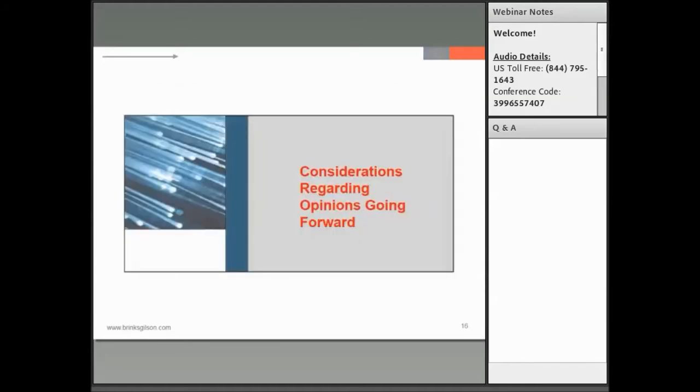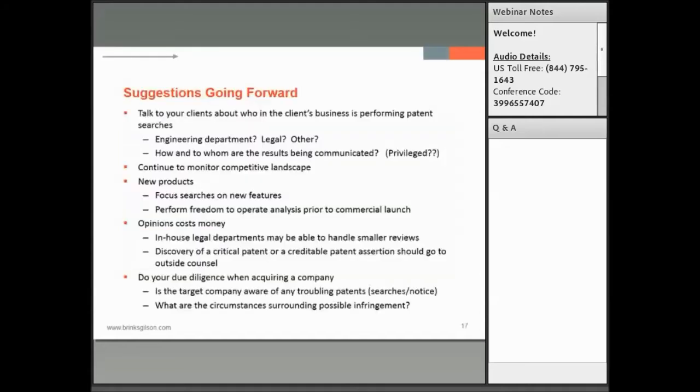So I know we've covered a lot here, but what can we take from this? A couple takeaways are there's really no hard and fast rules in opinions going forward, but if there's a close decision, you should be looking towards obtaining an opinion and timely obtaining that opinion in advance of any type of litigation. As I mentioned before, if you've already got a commercial product on the market, consider designing around and obtaining an opinion on that design around.